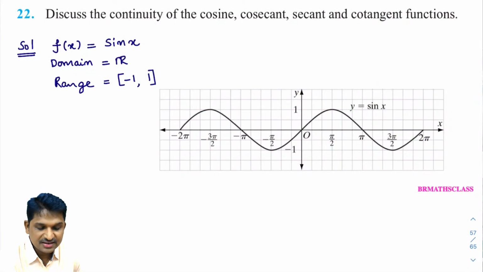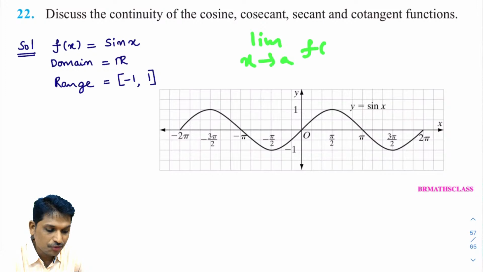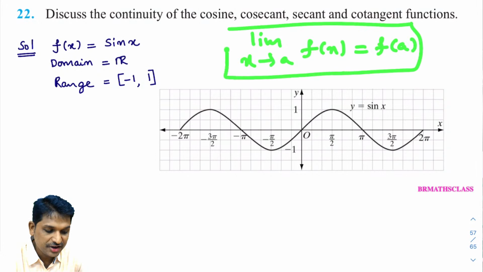Okay, discussing continuity of all trigonometric functions. To discuss continuity of a function, there are two methods. One is formula method. They'll give the function and I'll identify domain of the function by using the formula limit x approaches to a, f of x equal to f of a. I can check where the function is continuous, where the function is discontinuous, all those things I can check. Till now we did like that. That is one method. Another method is graph method.